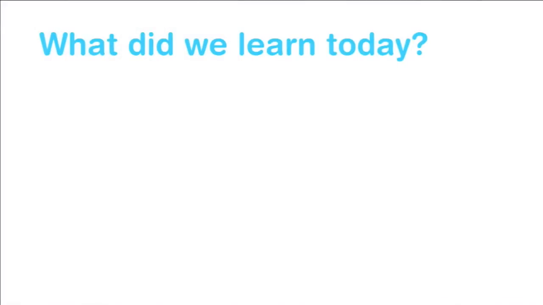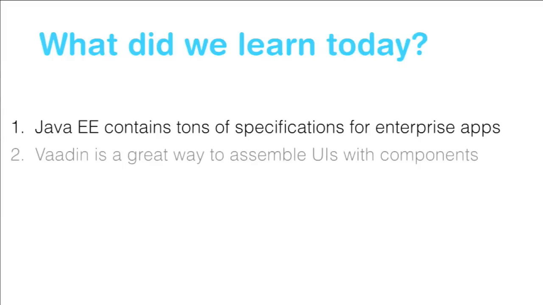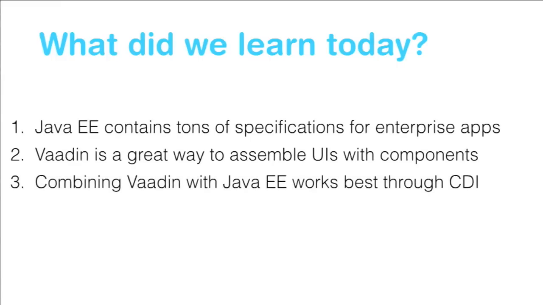So what did we learn today? Java EE contains tons of specifications. You don't want to know all about them, but just the parts that are actually important for you. Vaadin is, of course, a great component-based way of building UIs, and since you're already all using that, I have nothing to add. Combining Vaadin with Java EE works, of course, best through CDI, or if you happen to be a Spring user, then with the Vaadin for Spring add-on that does exactly the same job as Vaadin CDI.